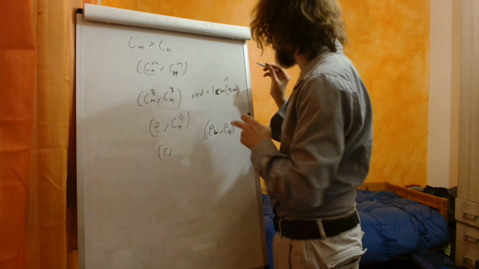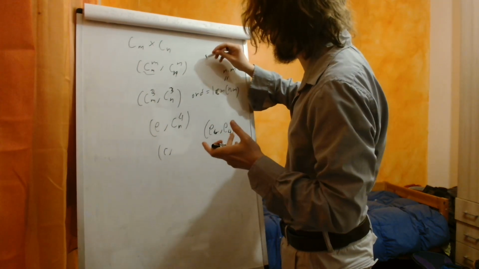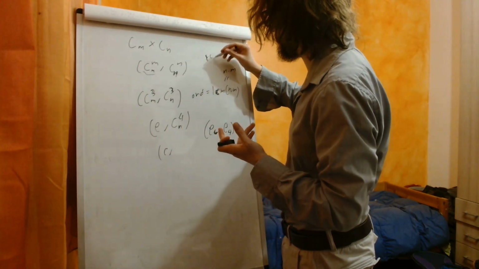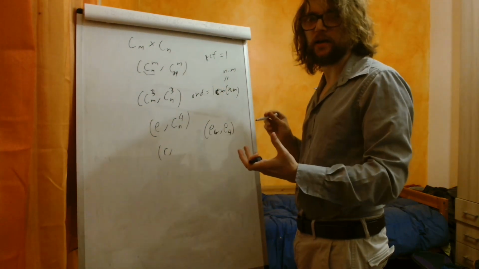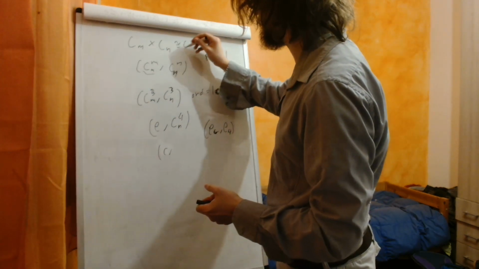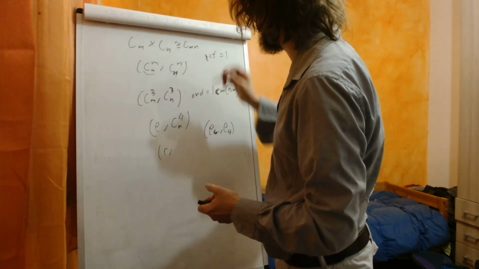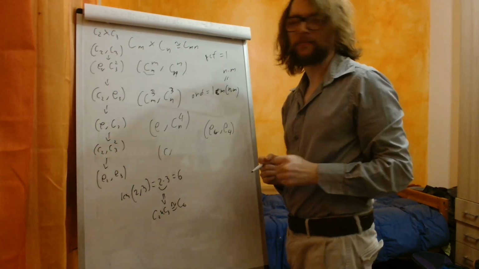If the lowest common multiple is m times n, which is equivalent to the greatest common factor being 1, so m and n have no factor in common, this is isomorphic to Cmn. So an example is C2 times C3.